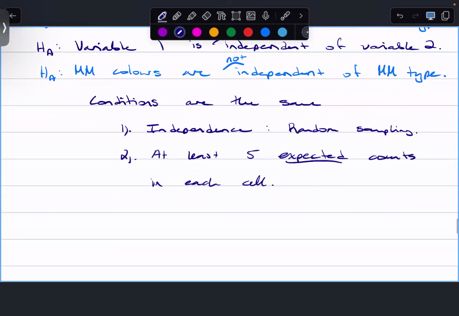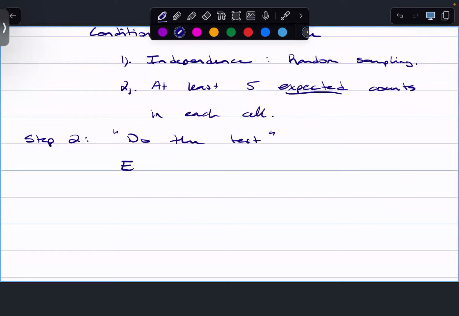Well, how are we going to find these expected counts? I'm going to throw that in step 2, which is do the test. The expected count, well, first I need to define let i be the index for the rows.